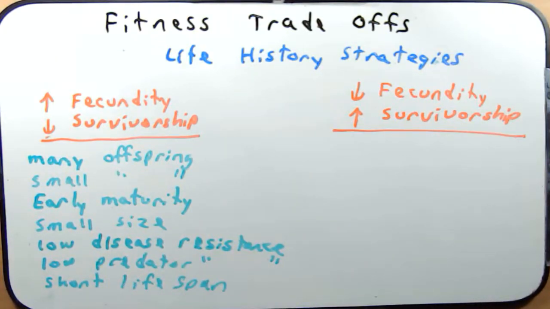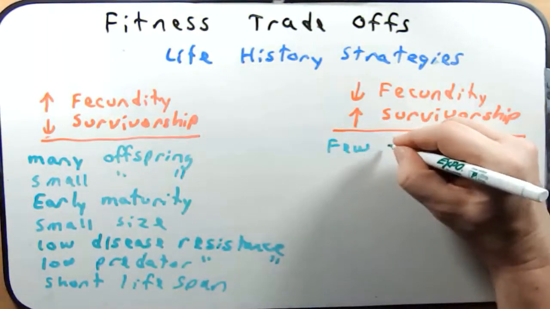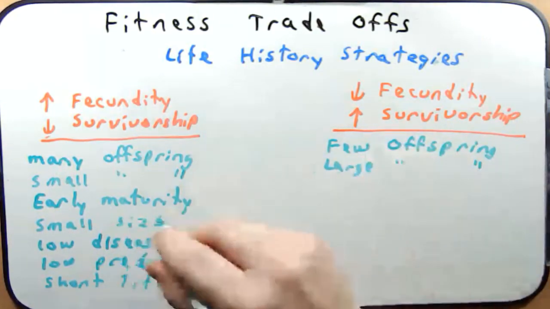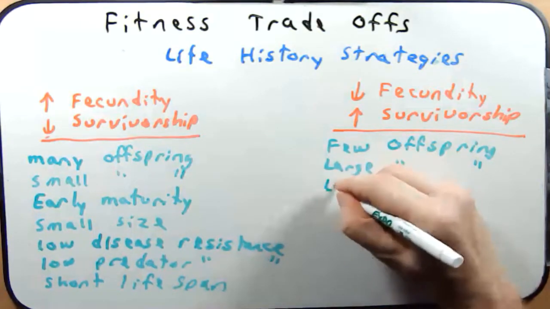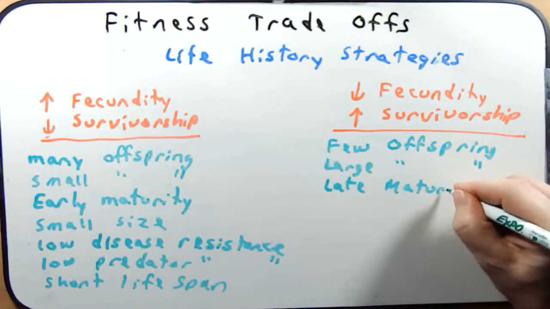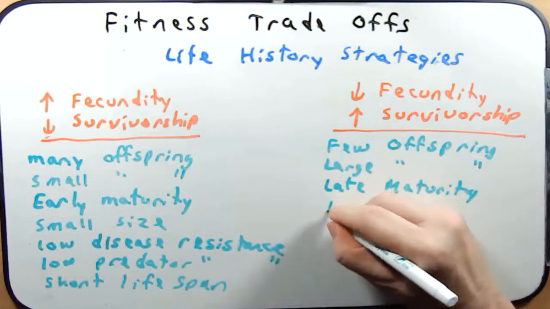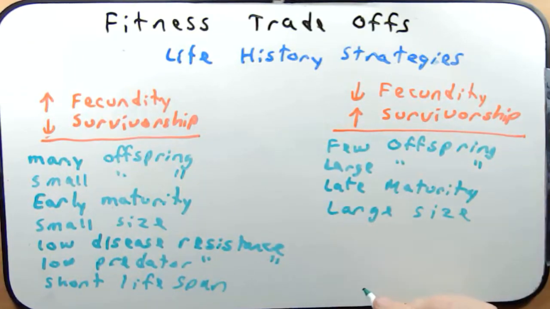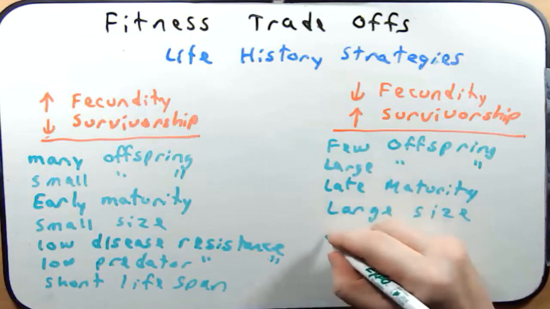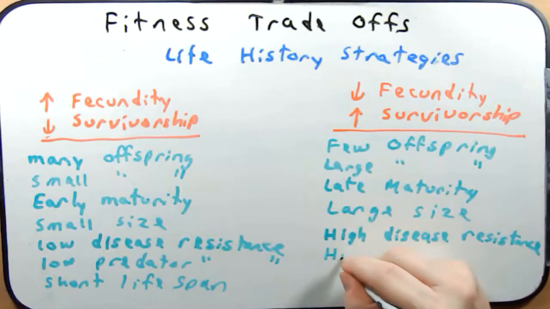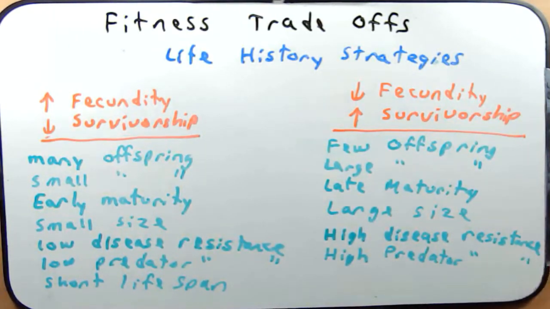Organisms with reduced fecundity and increased survivorship are going to have the opposite of these. They're going to have few offspring, and these offspring will be larger. The age of maturity is later, so I'm going to say late maturity. When I say maturity, I'm talking about sexual maturity: at what age do they reach the stage where they can reproduce? They're going to be larger, and they're going to have high disease resistance and high predator resistance. And lastly, they have a longer lifespan.